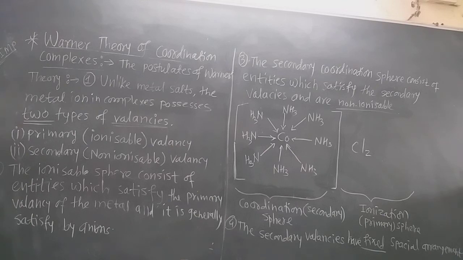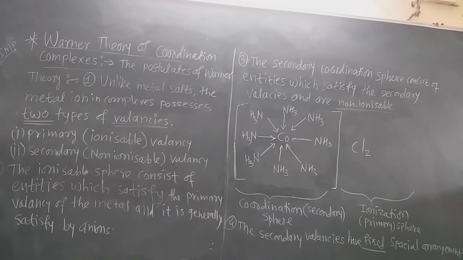Now the first postulate means characteristics or features. Unlike metal salt, which are the metal salts? NaCl, metal salt. Na is the metal, sodium, NaCl is the metal salt. Copper sulfate is also a metal salt. But unlike means dissimilar, not the same as. Unlike metal salt, the metal in the complex possesses 2 types of valence. Now see in the metal salt, see the NaCl.